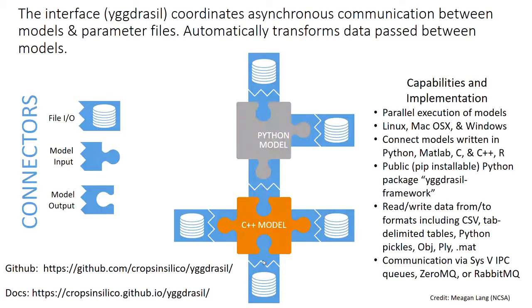It does so by coordinating asynchronous communication between models and parameter files. It also automatically transforms data passed between the models. It performs this using parallel execution of the models. This framework, vegdrasil, is open and available for anybody to use. You can access it from GitHub, and those websites are listed down here at the bottom left of the screen. Right now, Megan has built in capabilities where we can connect models that are written in Python, MATLAB, C, C++, and R. She's adding support for Fortran and SBML right now.